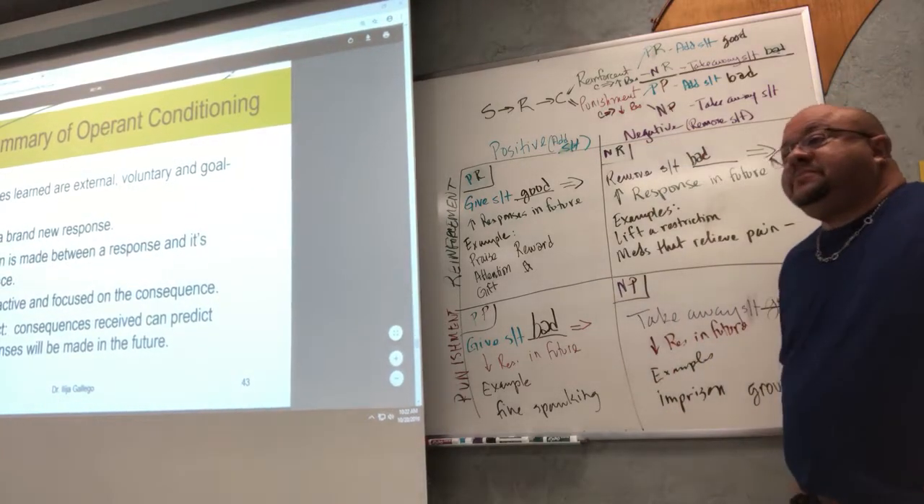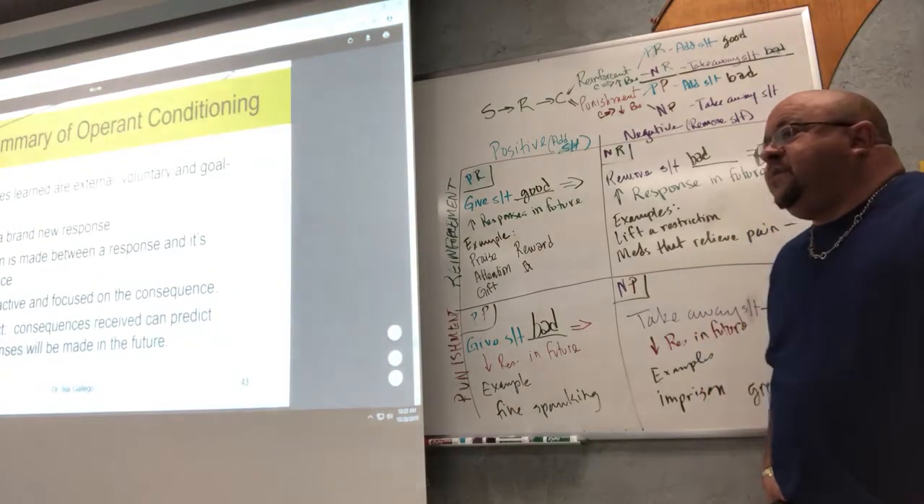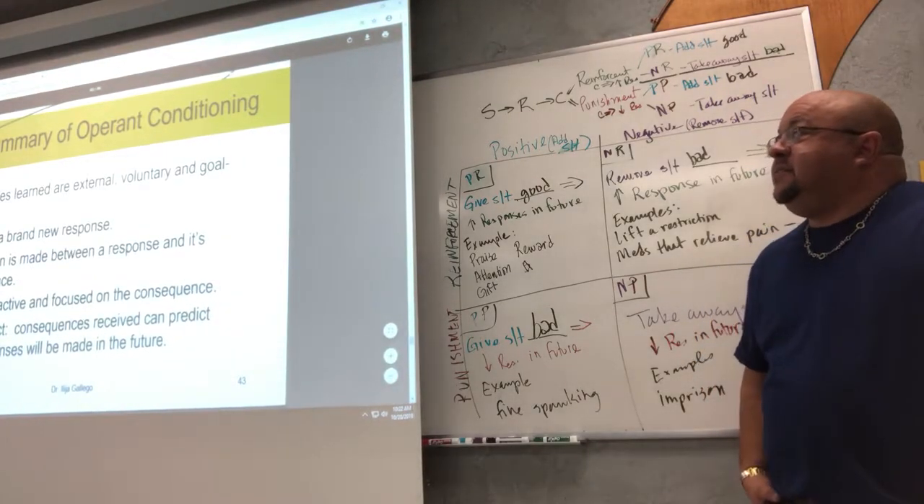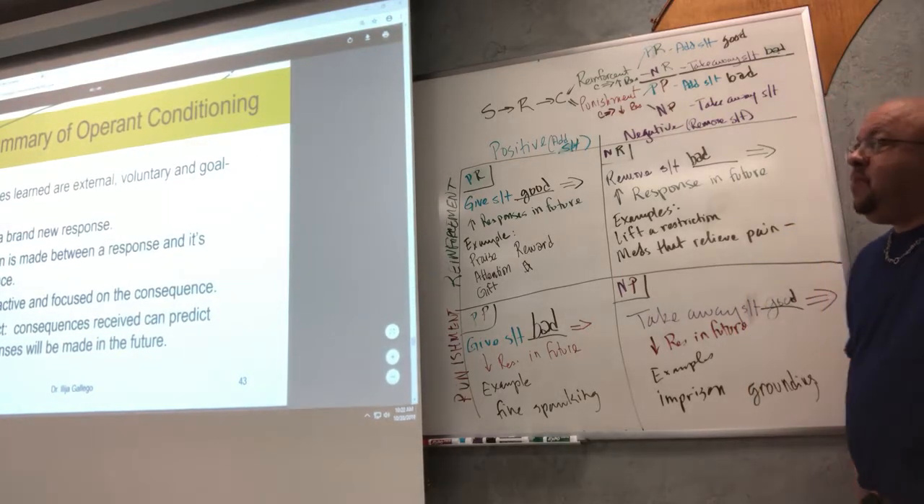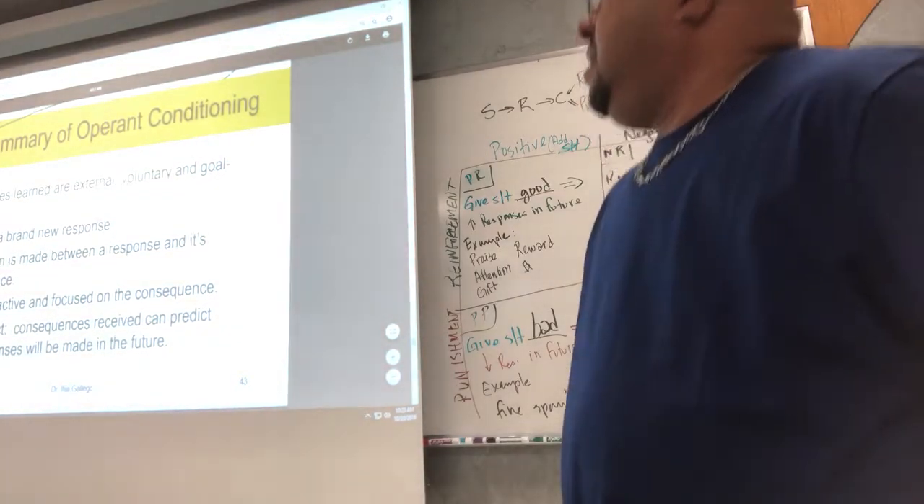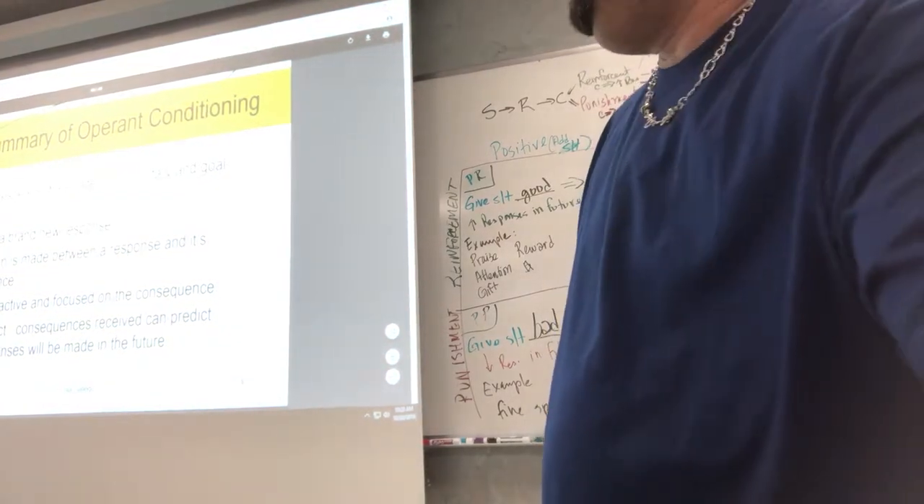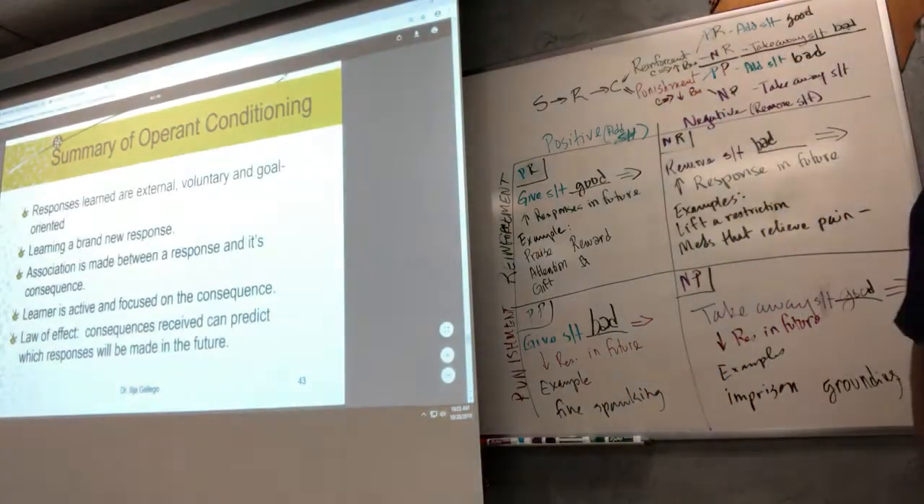Okay. How are we doing on these two concepts? Schedules of reinforcement, positive and negative reinforcement. You good? All right. So let's summarize operant conditioning. Slide 43. The responses that we learn in operant conditioning are external, voluntary, and goal-oriented.